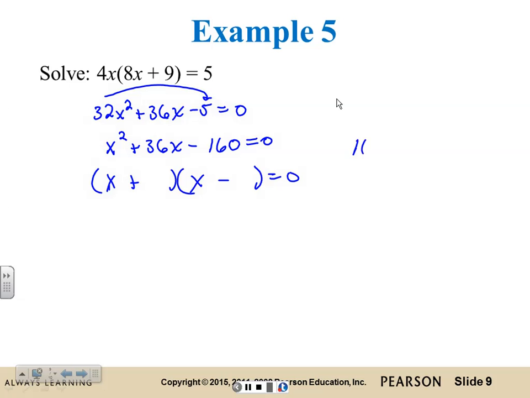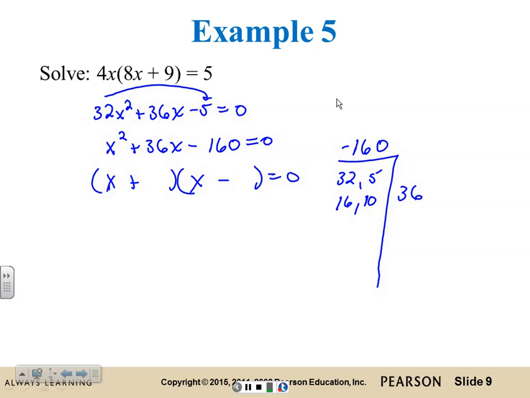Now, here comes the hard part. What can I multiply together to get -160, but add together to get 36? Well, to get that 160, I did 32 and 5. We're subtracting to get 36, so that's not going to give it to us, so we're going to have to go bigger. You can try the 16 and the 10, but again, the signs are different, and we're subtracting, so that's definitely not going to give us the 36.